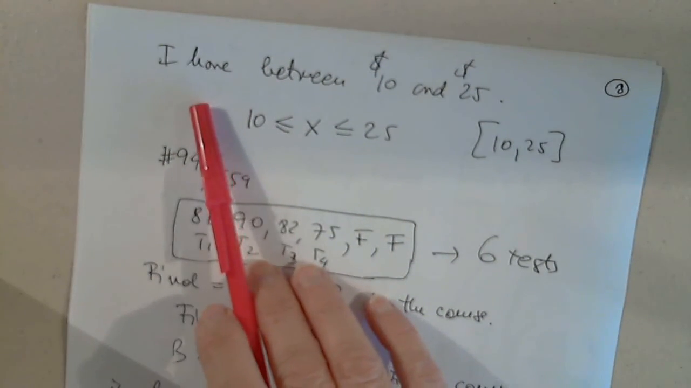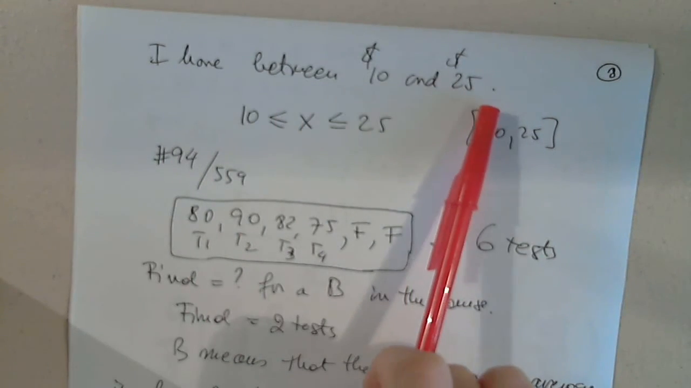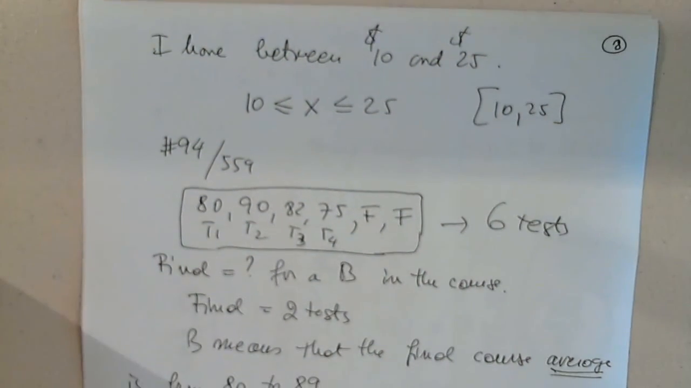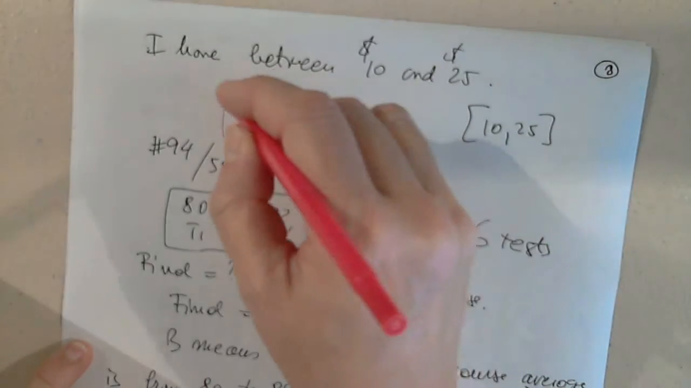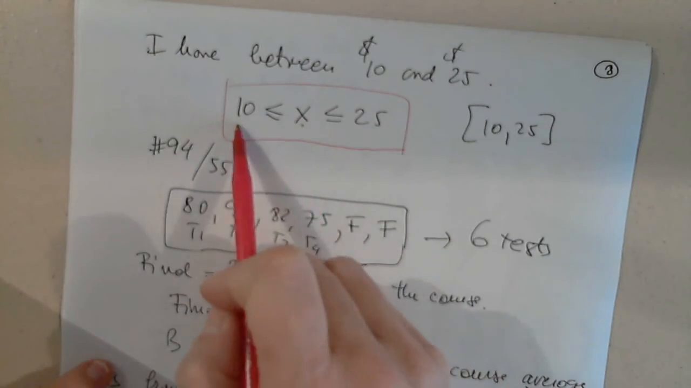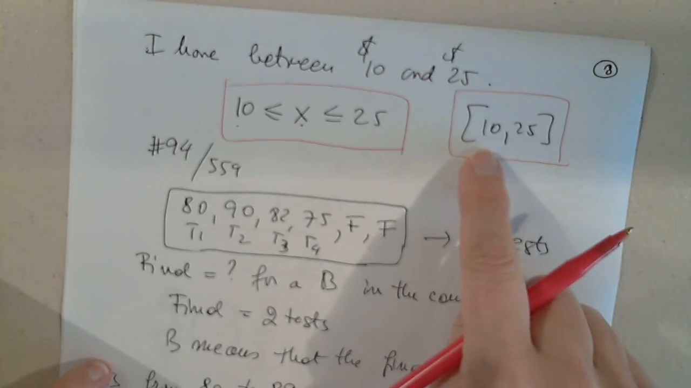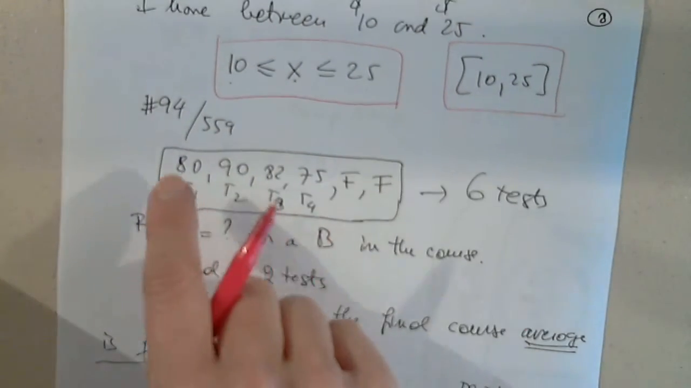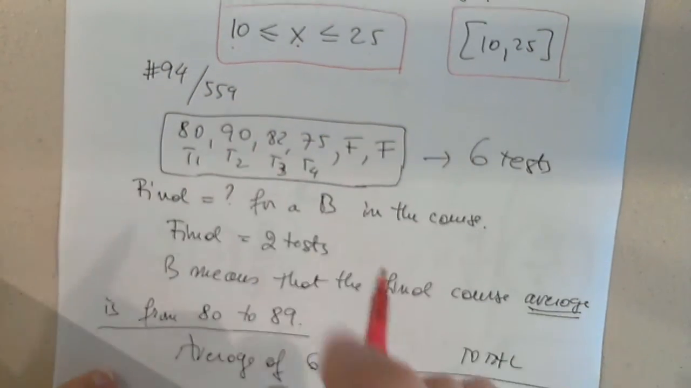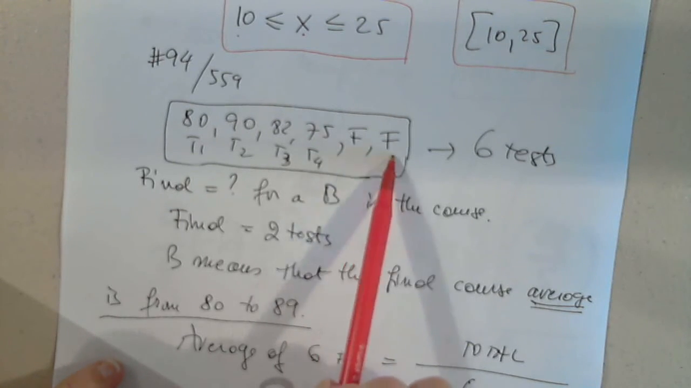If I am told, or I tell someone that I have between $10 and $25 in my pocket, in mathematical terms, this is what I mean. I have an unknown number of dollars between 10 and 25, which can be presented in interval notation in this way.